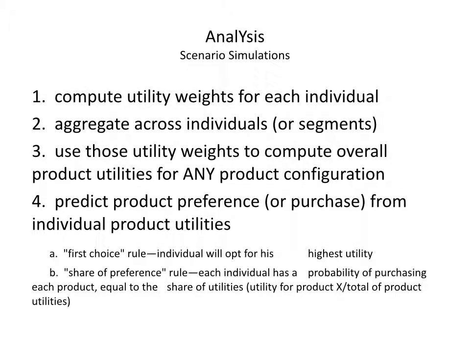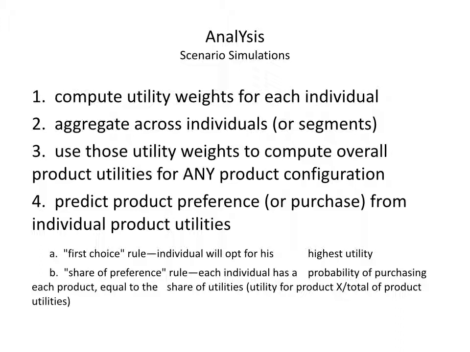Now, the third application of conjoint analysis is scenario simulations, to identify preferences for products among scenarios, different products available. First step is to compute the utility weights for each individual. Second step is to aggregate across individuals, either for the entire sample or segments within the sample. And then to use those utility weights to compute the overall product utility for any configuration, simply adding up the utility weight for each attribute level for the whole product. And then to predict product preference from those individual product utilities.